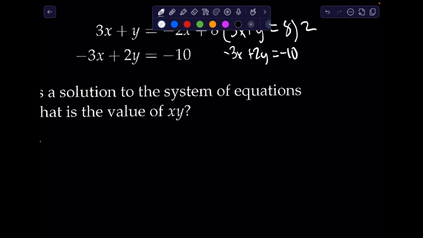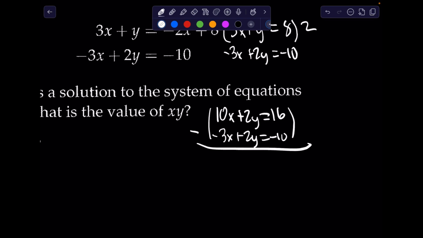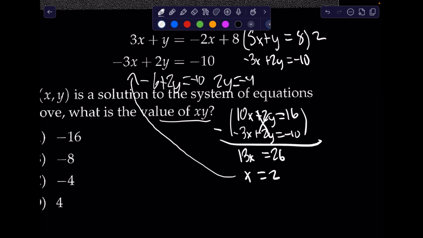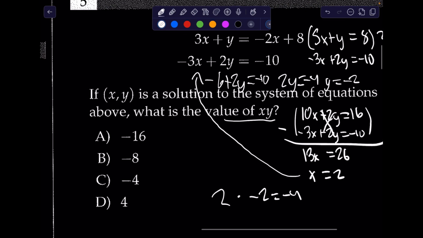So we can have 10x plus 2y equals 16 over negative 3x plus 2y equals negative 10. And then we subtract this, so you can cancel this out. 13x equals 26, so x equals 2. We're looking for the value of x times y. So you plug the x back into this equation, and we get negative 6 plus 2y equals negative 10, 2y equals negative 4, and y equals negative 2. And 2 times negative 2 equals negative 4, which is the answer right here.